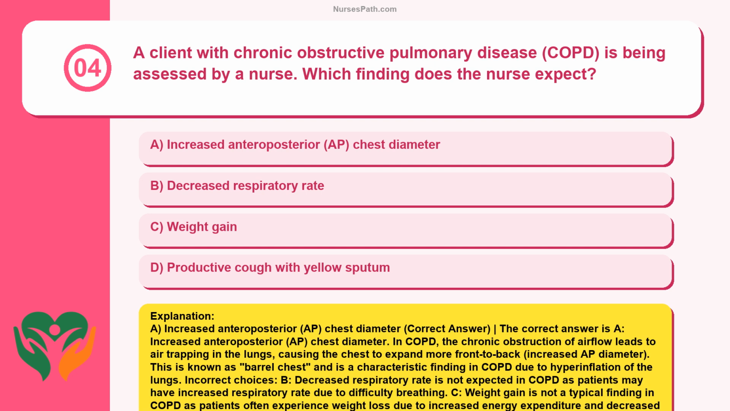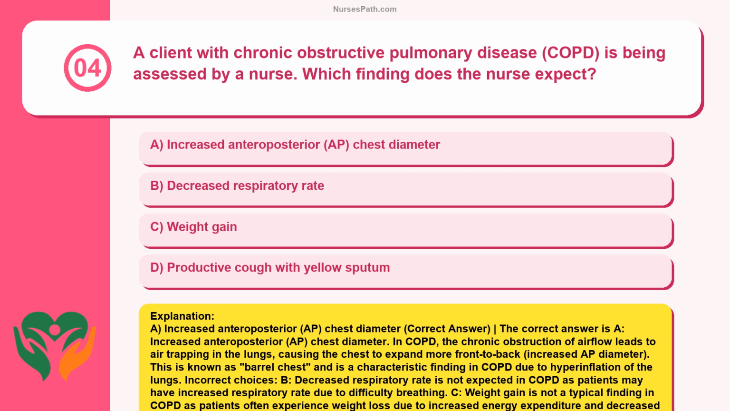A. Increased anteroposterior, AP, chest diameter. Correct answer. The correct answer is A. Increased anteroposterior, AP, chest diameter. In COPD, the chronic obstruction of airflow leads to air trapping in the lungs, causing the chest to expand more front to back, increased AP diameter. This is known as barrel chest and is a characteristic finding in COPD due to hyperinflation of the lungs.